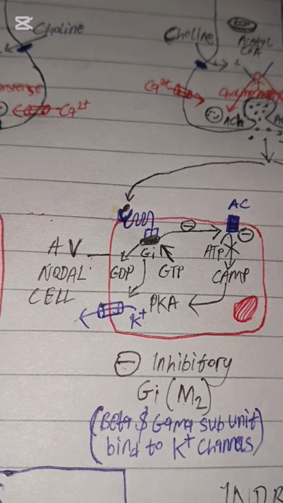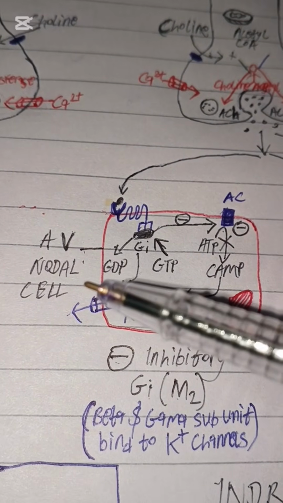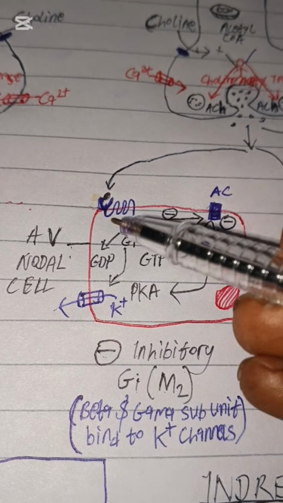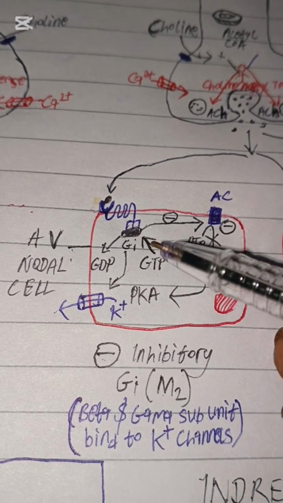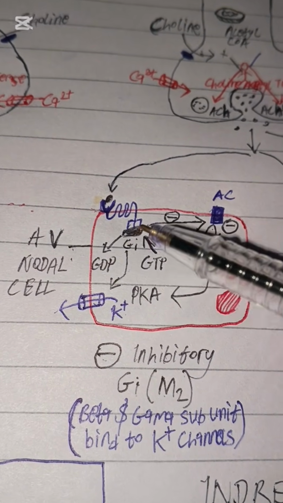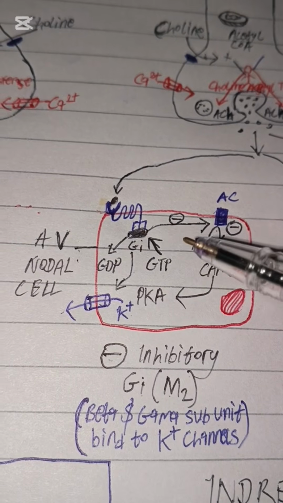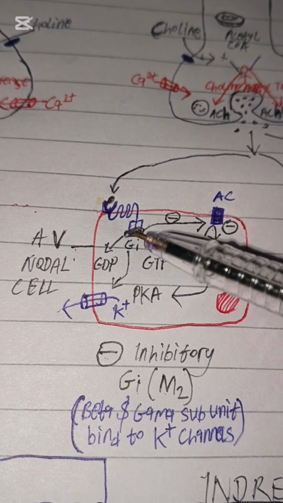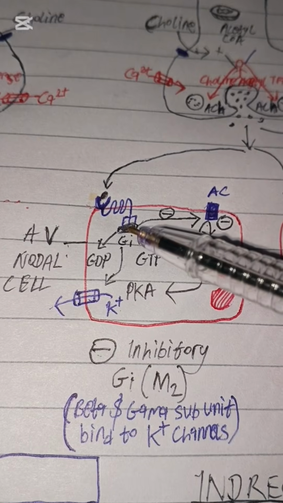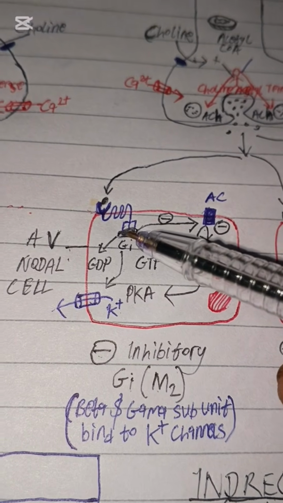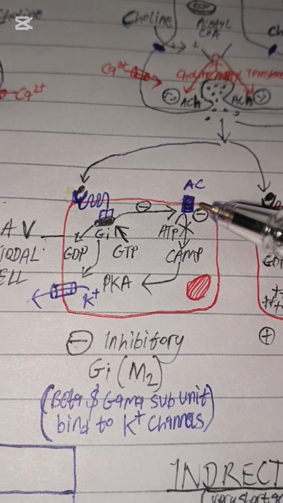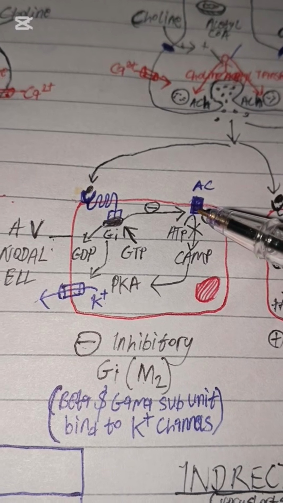Now we'll be taking a look at your AV nodal cell. In this case, acetylcholine binds to the receptor, and then GDP, which is normally bound to the GI, leaves and allows GTP to bind to it, activating the GI protein. The G protein goes and inhibits adenylyl cyclase.